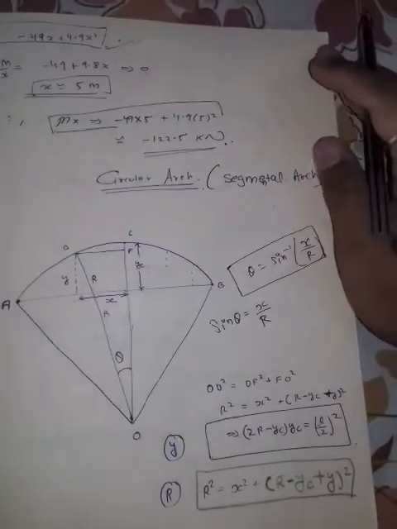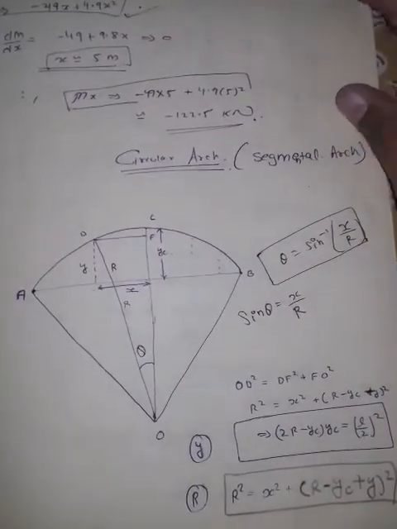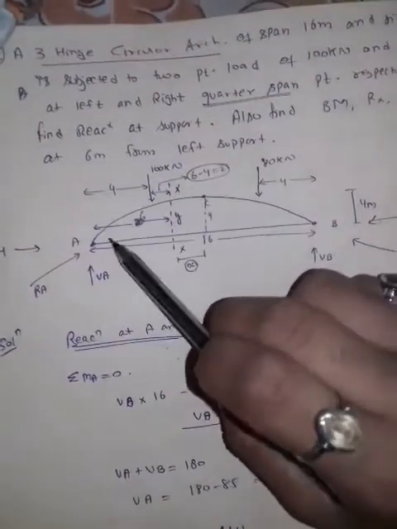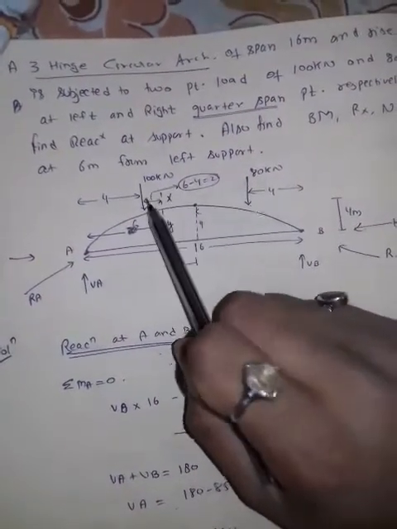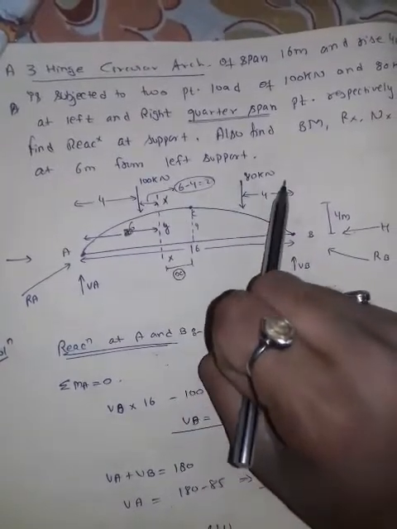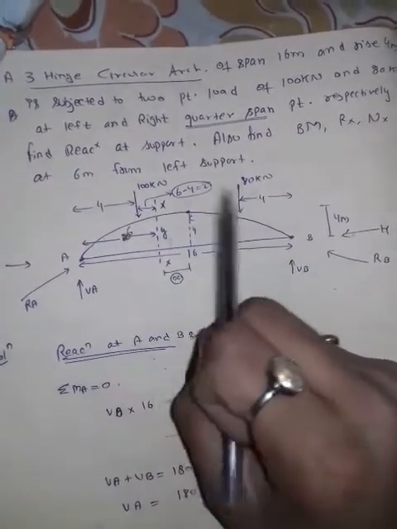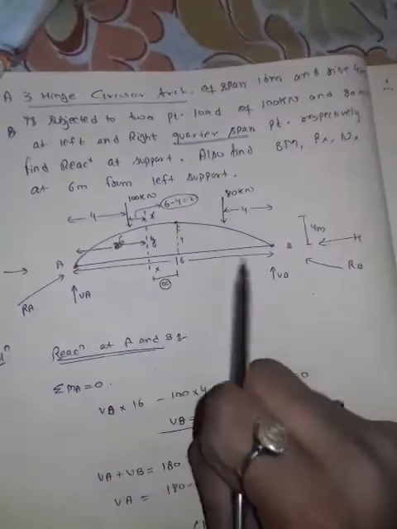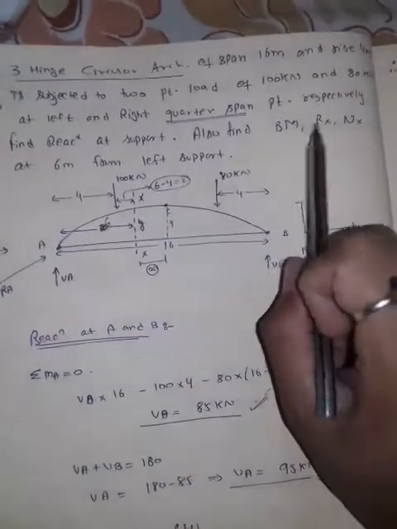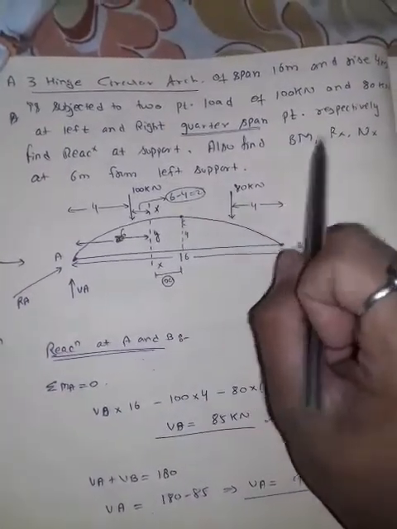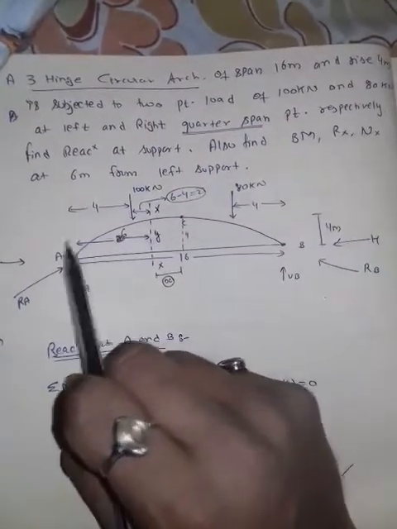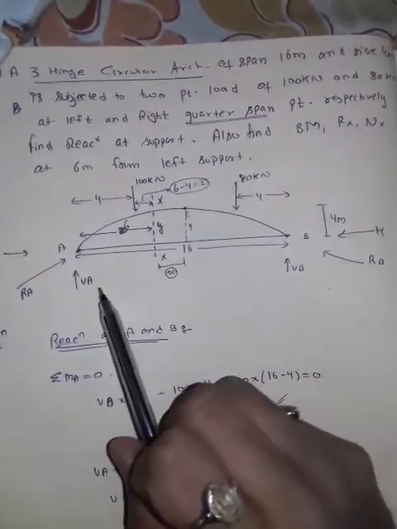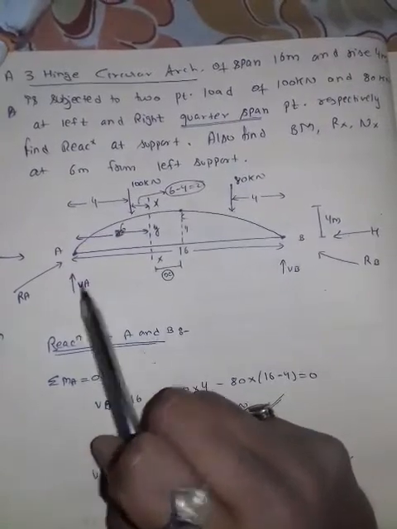So I am taking one more example for the calculation of the radial shear, normal thrust, and bending moment, for your better understanding. In this question, a 3-hinge circular arch is given, in which two point loads are acting, that is 100 kN and 80 kN, at 4 meter on both sides from the left and the right support. We have to find the reaction at the supports, bending moment, radial shear, and normal thrust at 6 meter from the left support.